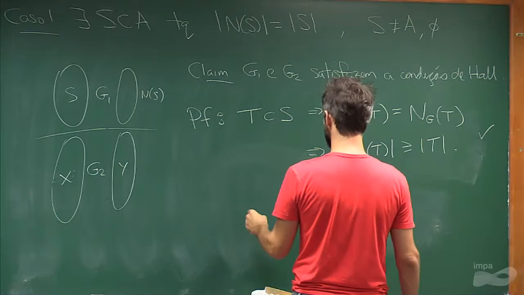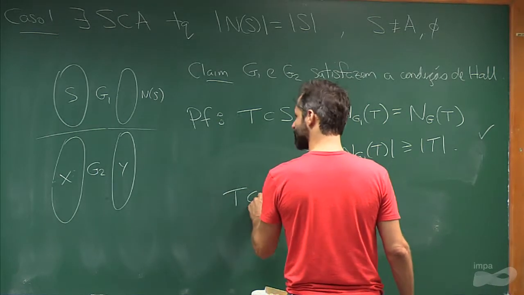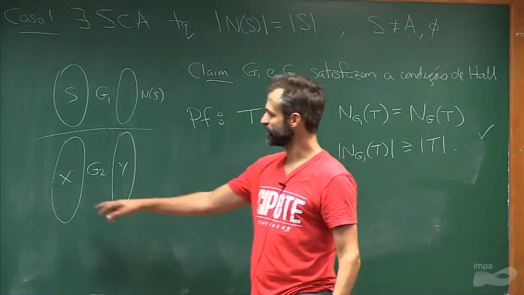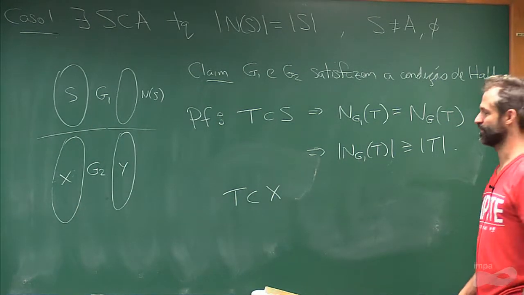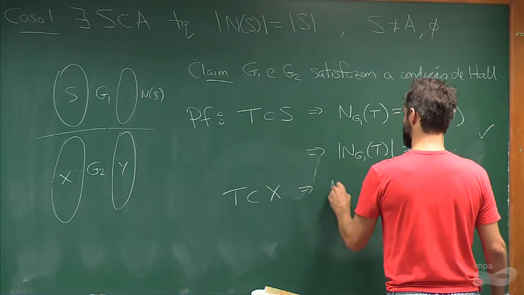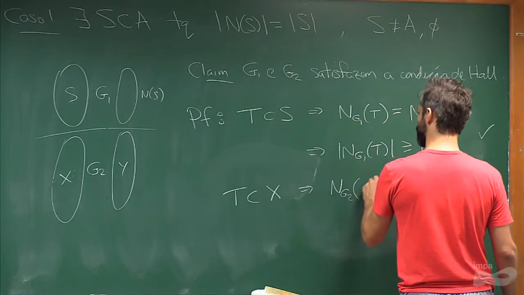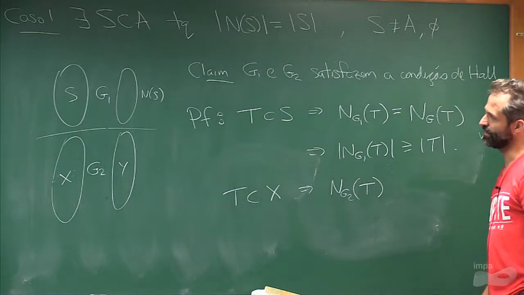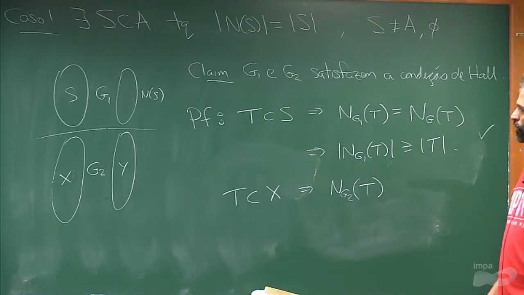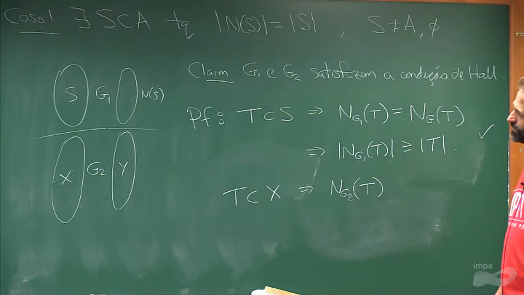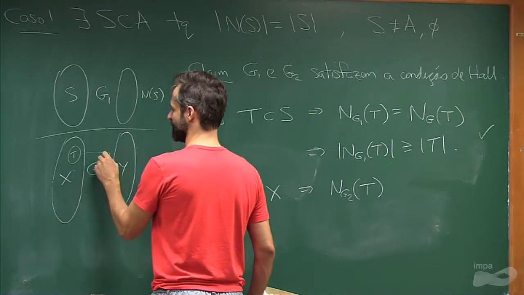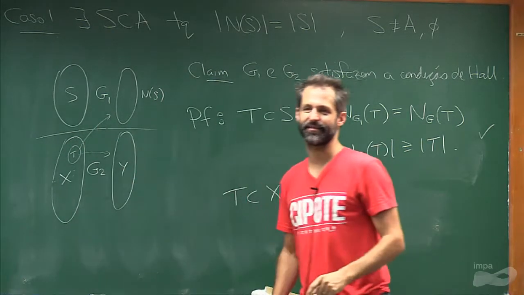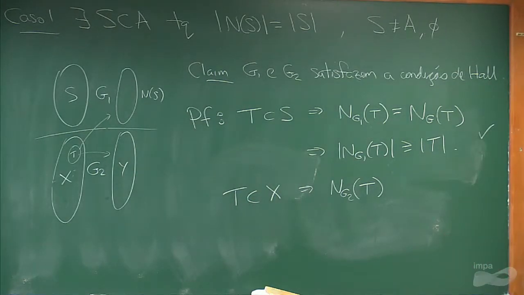Now at G2, let T be a subset of X, which is A minus S. Right? So the neighborhood in G2 of T is what? Here's T. T has neighbors here, but it also has some neighbors here. So what should we do?